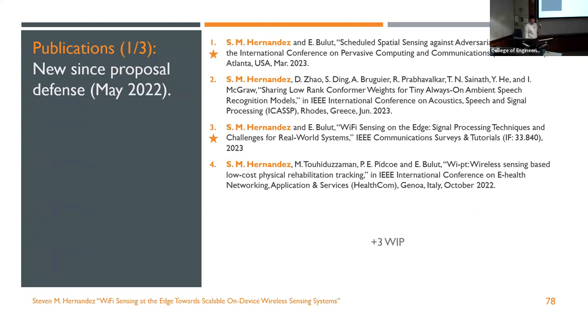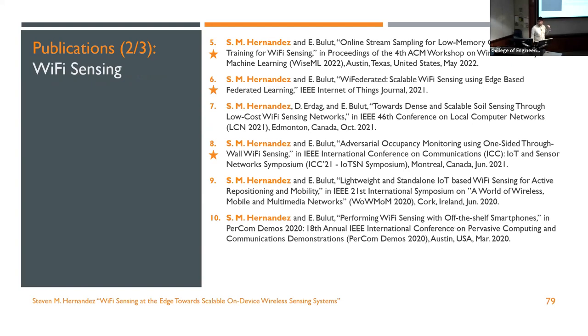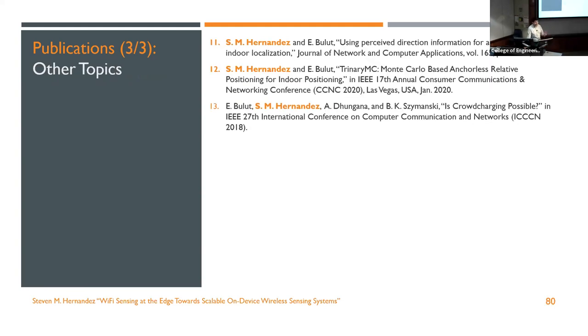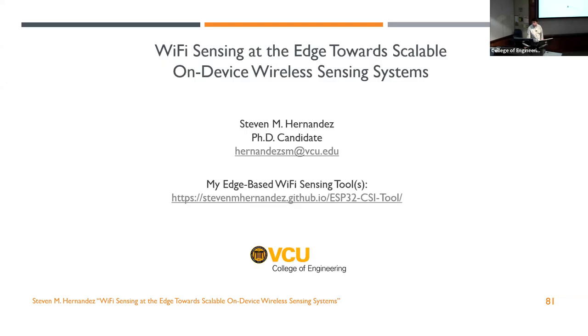Since my proposal back in 2022, we've had four papers that were accepted or published. Stars indicate what we talked about today. We also have three papers that are work in progress, as well as what we discussed previously in the proposal defense, these six Wi-Fi sensing papers and these three other papers about other topics that are kind of related. So that concludes my discussion. If anybody has questions, please feel free to let me know.